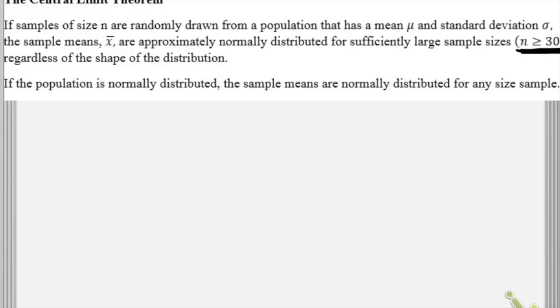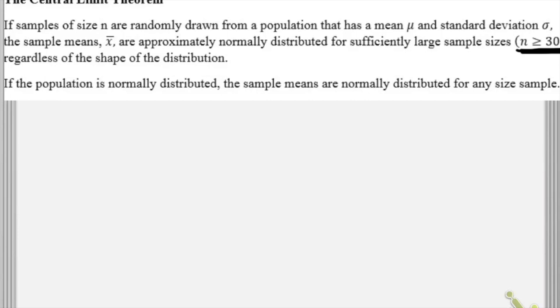Let me read it. If samples of size n are randomly drawn from a population that has a mean, mu, and standard deviation, sigma, the sample means, x bar, are approximately normally distributed for sufficiently large sample sizes, n greater than or equal to 30, regardless of the shape of the distribution. If the population is normally distributed, the sample means are normally distributed for any size sample. That's what the Central Limit Theorem says, and that's what we're going to do calculations based off of.